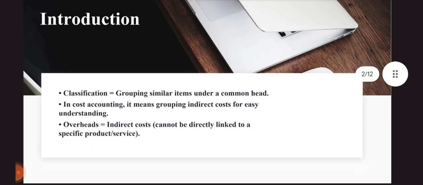Classification means grouping similar items under a common head based on their nature, attributes, or relations. In simple words, we put similar expenses together so that it becomes easier to study and control them. Now, in cost accounting, overheads are all those indirect costs that cannot be directly linked to a specific product, job, or service. For example, rent, electricity, factory lighting, supervisor salary. These are the overheads. To manage this cost effectively, we divide them into various groups of classifications. This helps in cost control, decision making, and budgeting.